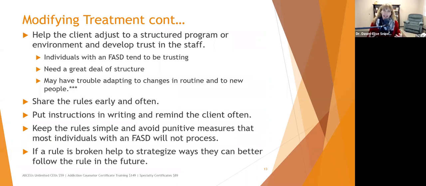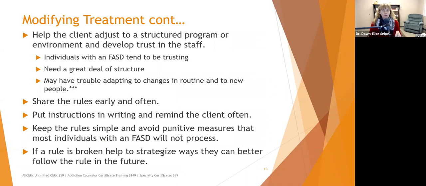I want to say again here, remember that FASDs occur on a continuum. Some people have very minimal impairment. Some people have extreme impairment. So I'm talking about the wide range. Some people won't need nearly the level of intervention that we're talking about here.